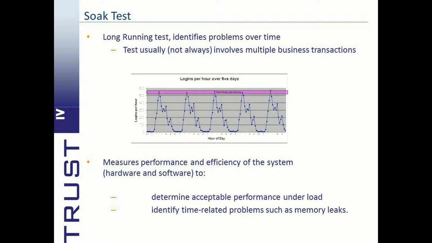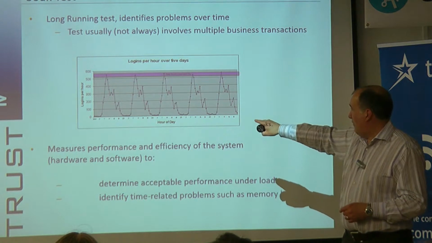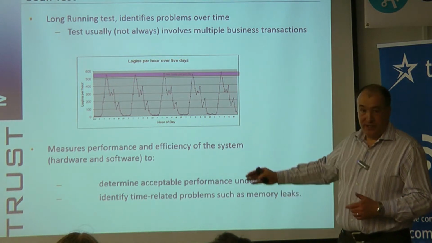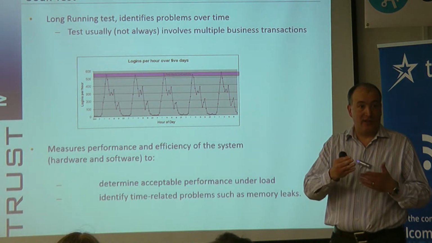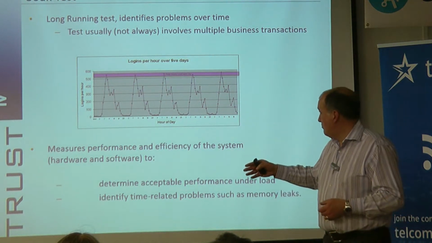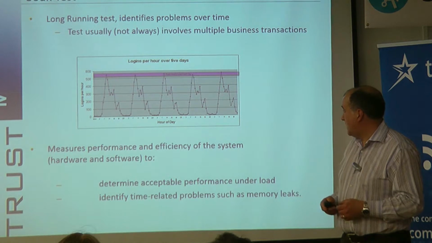Soak test. This is the thing that Boeing should have done on their Dreamliner. It's basically a long-running test to identify problems that only appear over time, like memory leaks, which is a common one. That's the sort of load profile you might get on a daily basis. So you might want to run a test for 4 or 5 days, simulating user logins and log-offs. That's just an example of a long-running test.